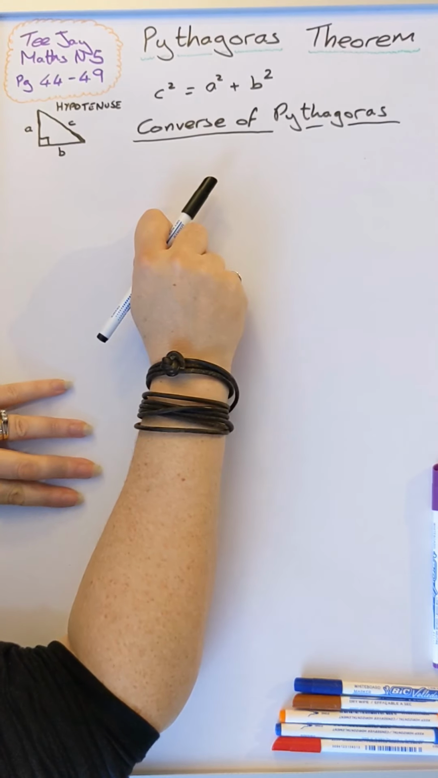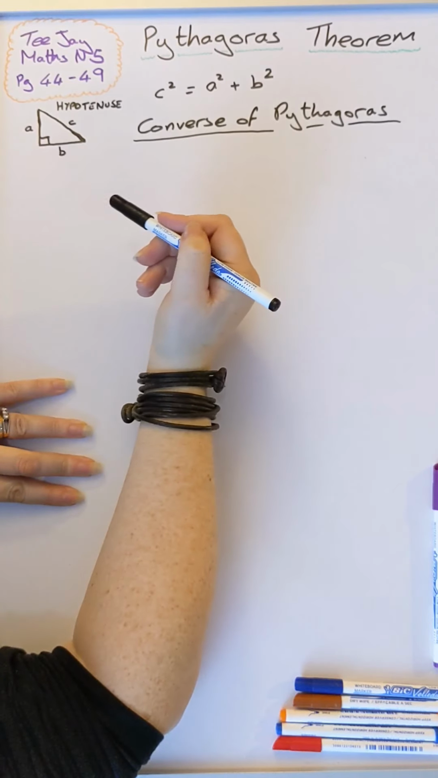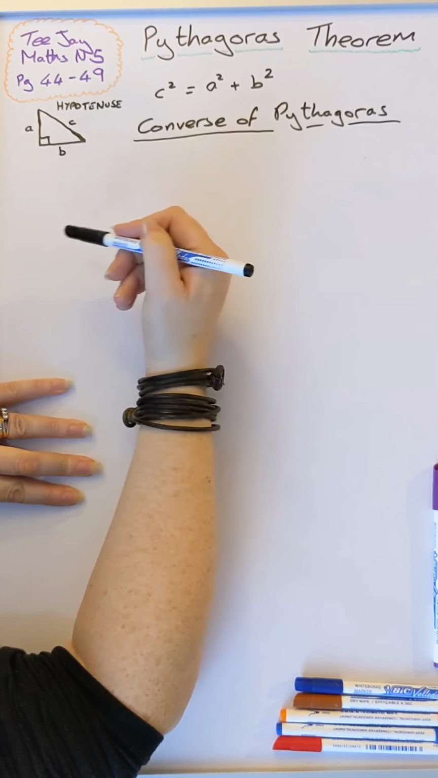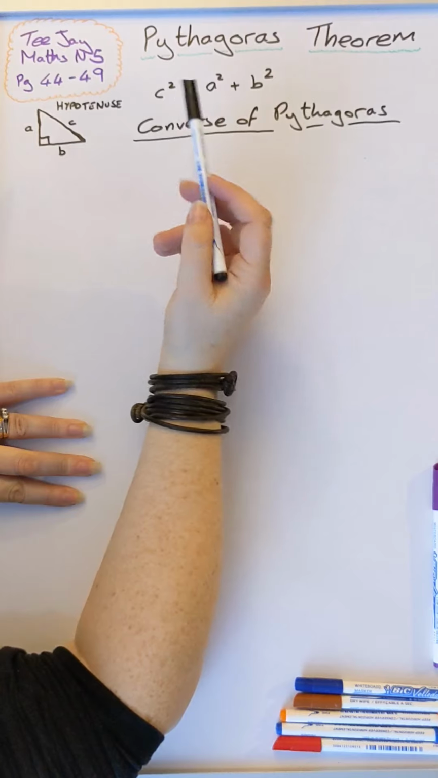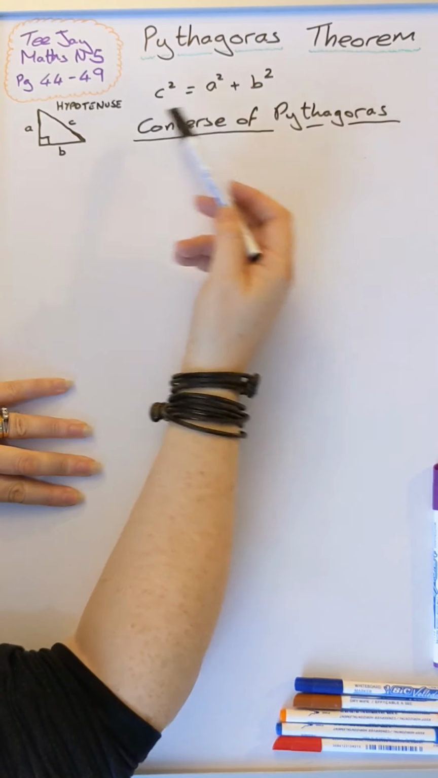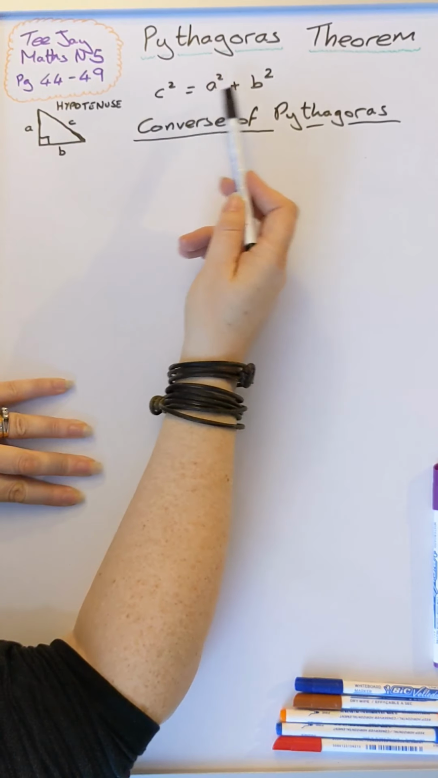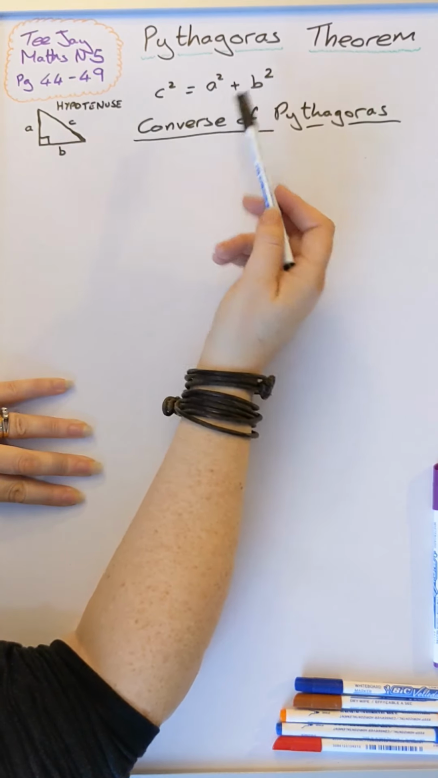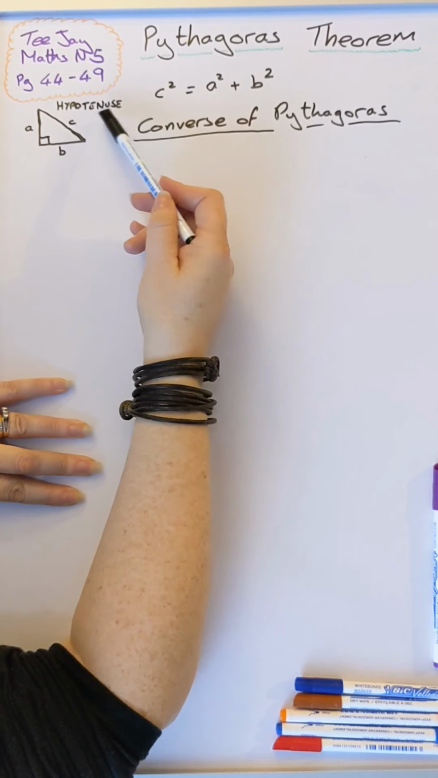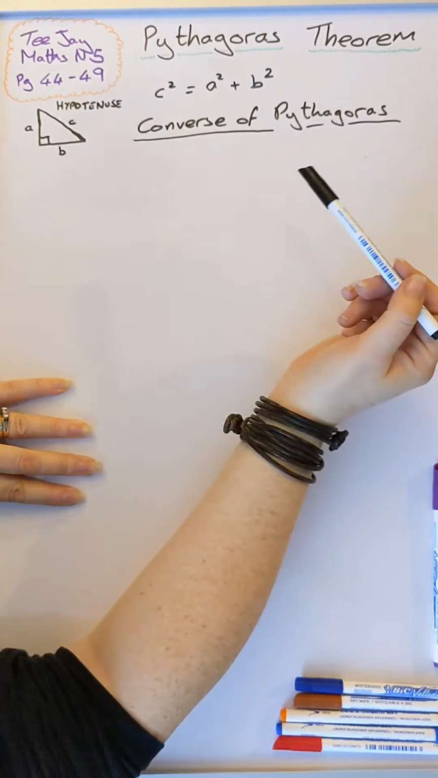So if you remember, in Pythagoras Theorem, it's always about right-angled triangles. And we're given the formula c squared equals a squared plus b squared. That is, the square on the hypotenuse is equal to the sum of the squares on the other two sides. And the hypotenuse is always the side that is opposite your right angle.